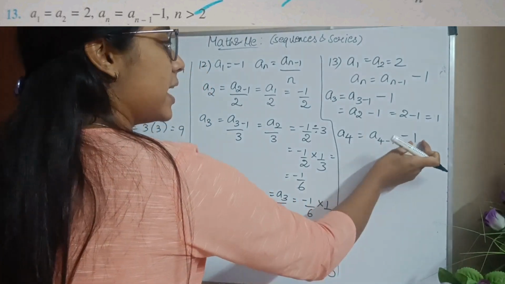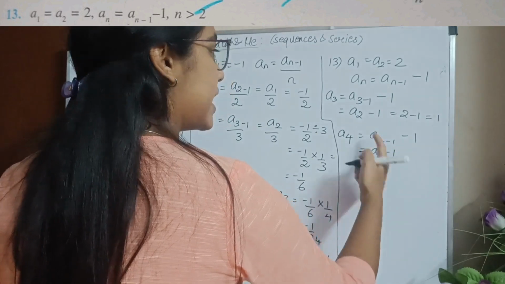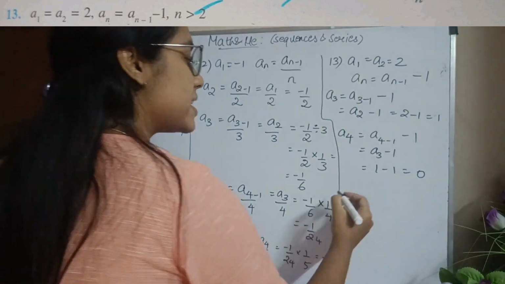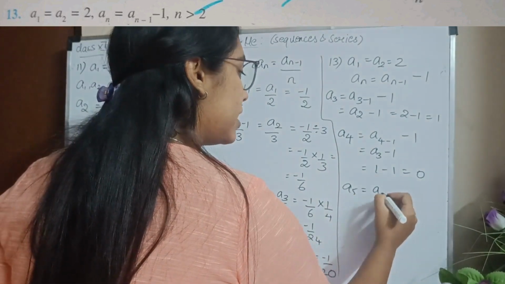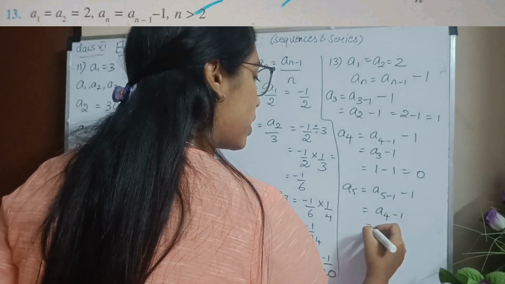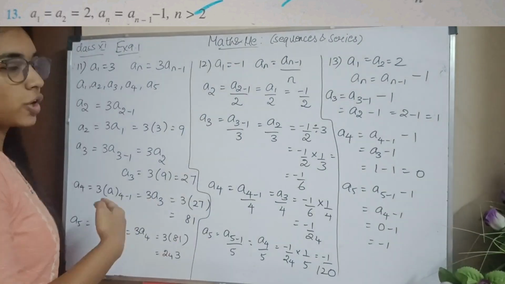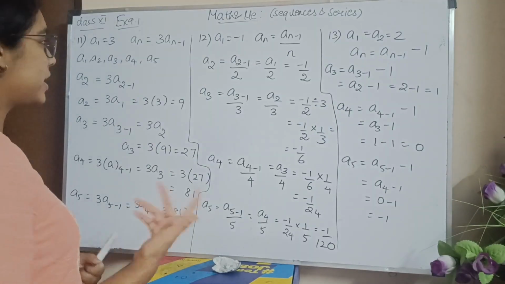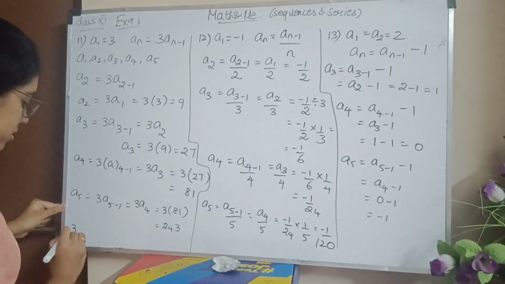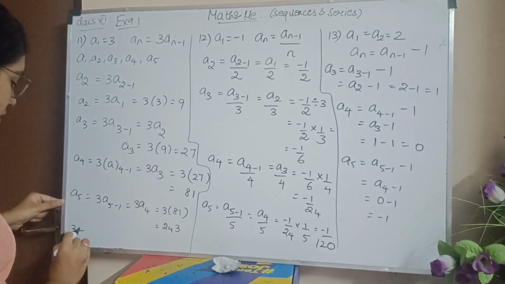Similarly, a4 is a_(4-1) minus 1. This is the subscript and this is the actual number. So a3 minus 1, where a3 is found out to be 1. So 1 minus 1, which is 0. So a4 is 0. Similarly, a5 is a_(5-1) minus 1. So this will be a4 minus 1, which is 0 minus 1. For all these three questions, they are asking for the corresponding series. What is my first term? 3. In a series, we'll split the numbers with the plus sign. Correct? So it will be 3 plus.